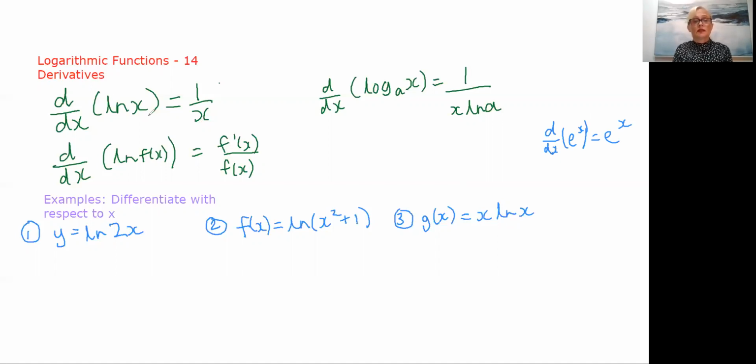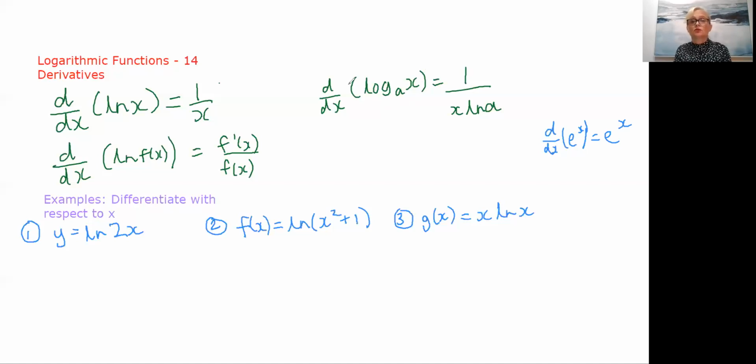So the derivative of natural log of x is 1 on x. Now, it follows using your chain rule that if you have natural log of a function of x, the derivative will be 1 over that function, but then you'll multiply by the derivative of the function because of the chain rule, and we'll do one like that in just a minute.